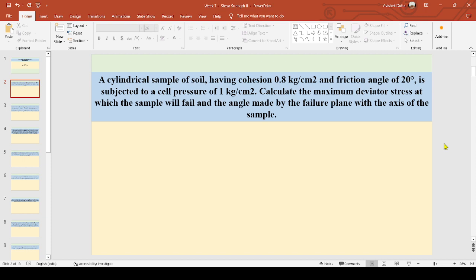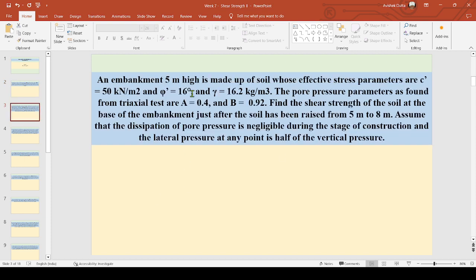I'll repeat the question once. A cylindrical sample of soil having cohesion 0.8 kg per centimeter square and friction angle of 20 degree is subjected to a cell pressure of 1 kg per centimeter square. Calculate the maximum deviator stress at which the sample will fail and the angle made by the failure plane with the axis of the sample. Maximum deviator stress at failure and the angle made by the failure plane with the sample axis. Next question.